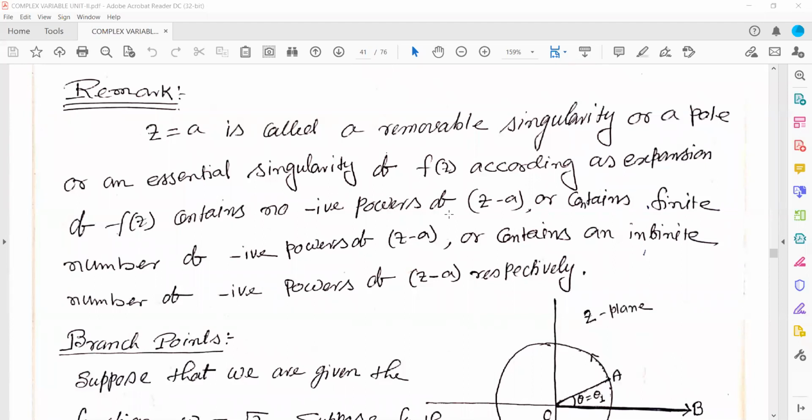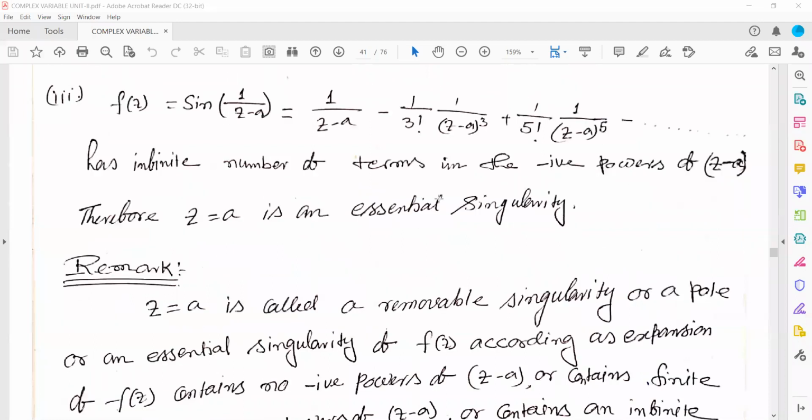And if there are a finite number of negative powers of z minus a, whether it is 1, 2, 5, whatever the number, but it should be finite, then that singularity is called a pole. And whatever the highest order you get there will be the order of that pole. And if there are an infinite number of negative powers of z minus a, then that is an essential singularity.